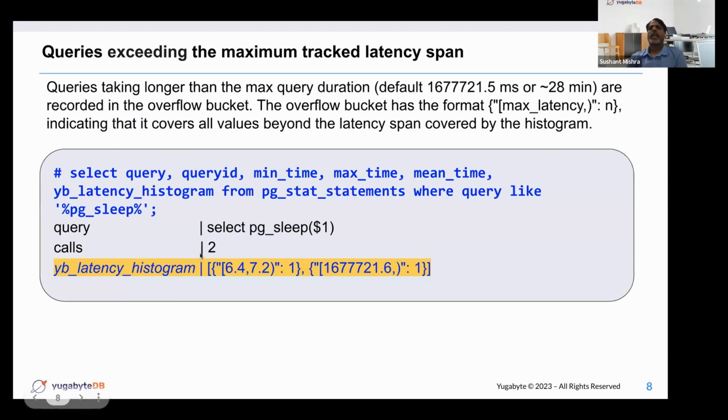In this particular histogram, we track up to a max query duration of 16777215 milliseconds, or we can easily say around 28 minutes. If a query takes more than 28 minutes, it is recorded in something called an overflow bucket. An overflow bucket shows you the max latency number of around 28 minutes, but after the comma there is no end range because that's the overflow part. And then, like the other buckets, it records the execution count.